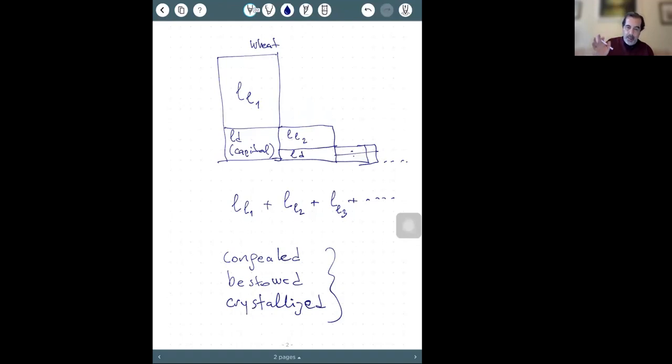Anyway, something like that. So this is this formulation. Total amount of value is to be determined by the labor time, both direct labor and indirect labor.